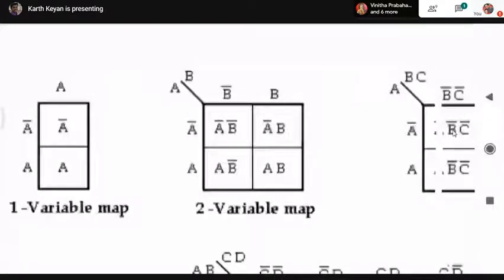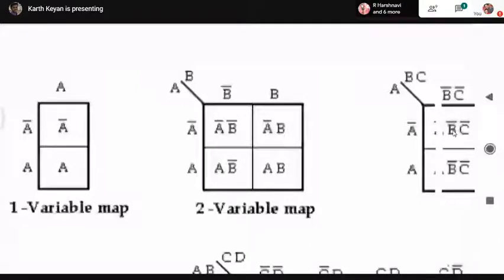On the left side they take A bar and A, and on top they take B bar and B. When the bar is mentioned, that variable represents 0. Without the bar, that variable represents 1. So the first cell is going to be A bar and B bar.